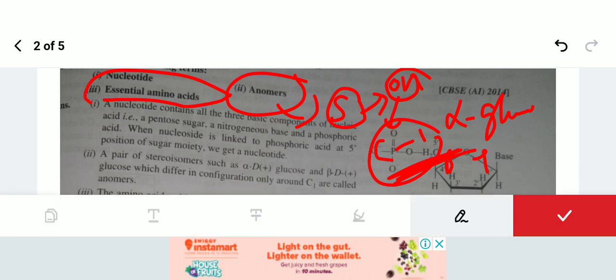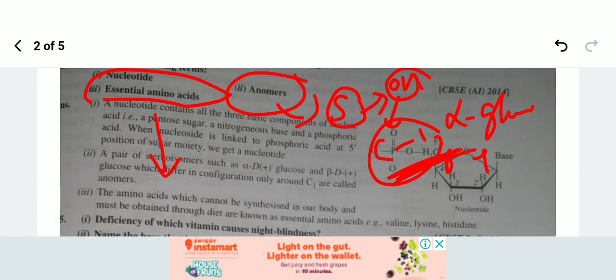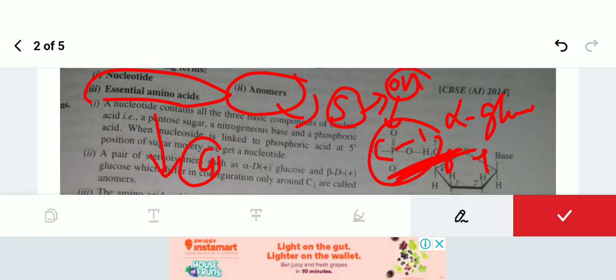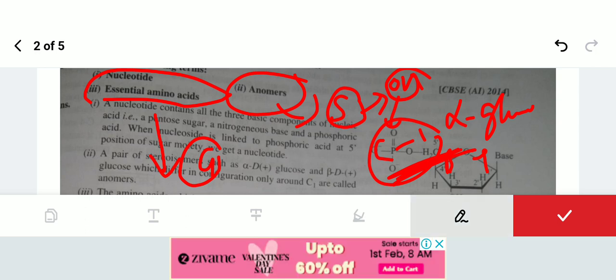Now what do I mean by essential amino acids? Essential amino acids are the amino acids which are required for growth and development, and they cannot be synthesized by the body. I'm sorry, non-essential ones are required for growth and development and are synthesized by the body, but the essential ones cannot be synthesized by the body. Once again I'll repeat it. Even I'm getting confused.